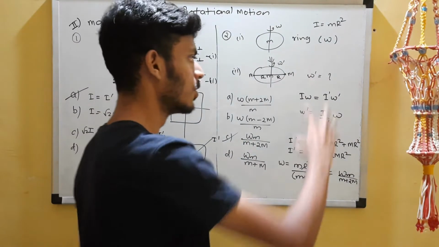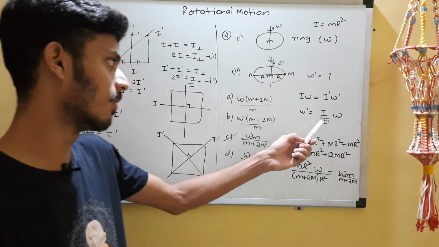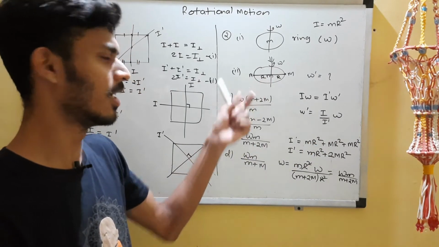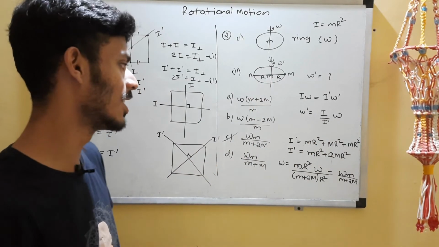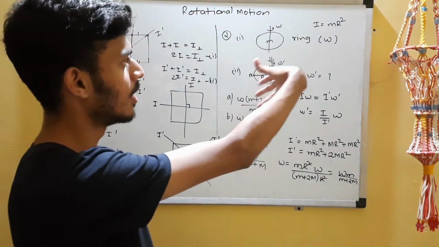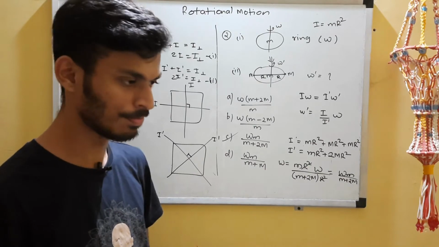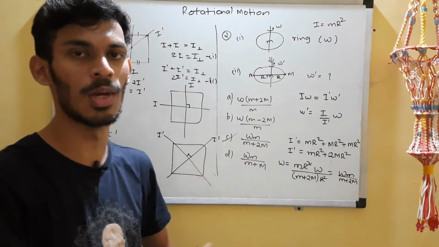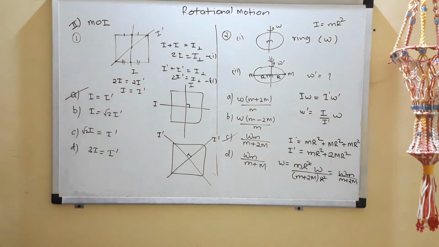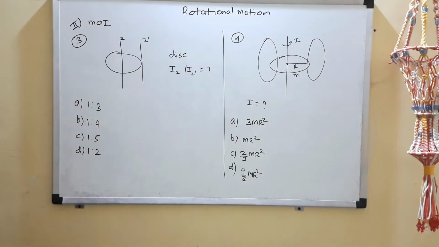So we used conservation of angular momentum, found this I dash using simple logic of moment of inertia, and I is simple, we know it, and just substituted over here and we have our answer. Okay, so let's do a few more questions on moment of inertia now. So question 3 and 4 over here.